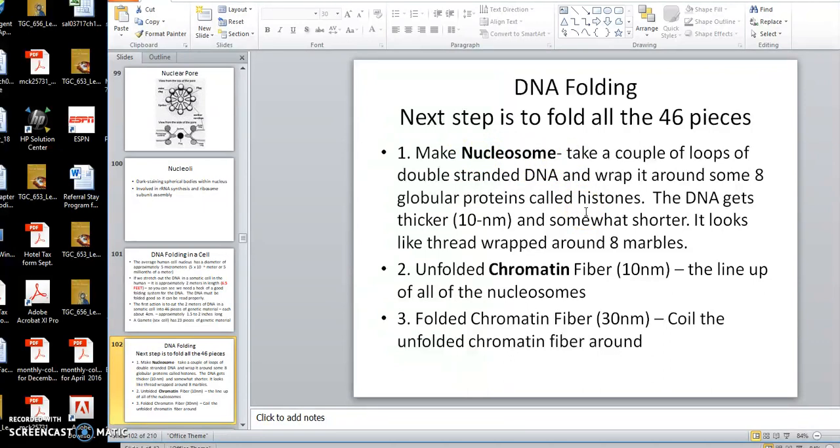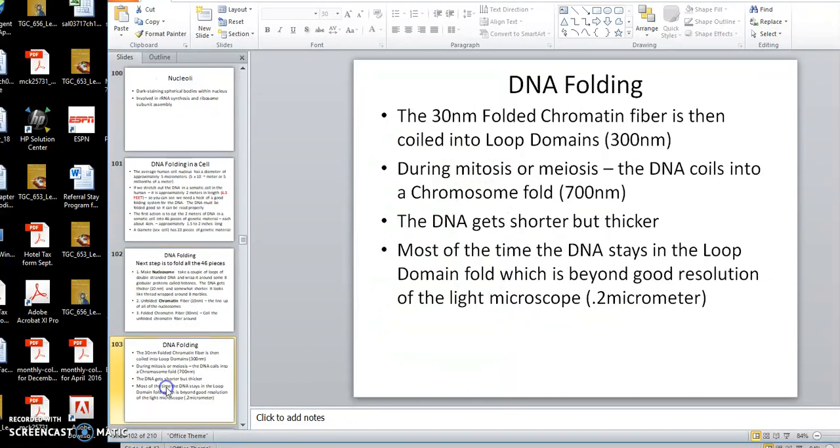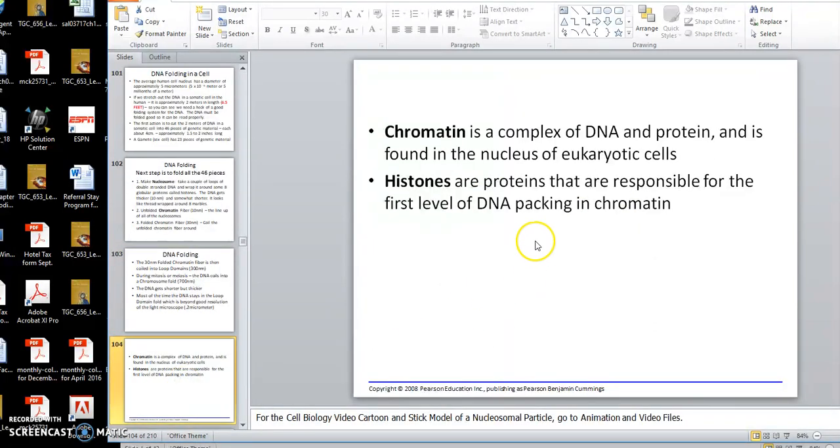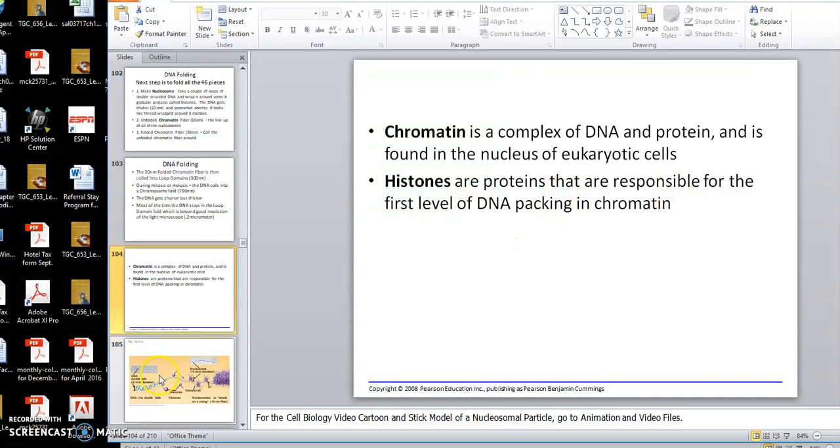Then you would take the nucleosome that you have and start lining it up. What you would do is take the nucleosome and kind of wrap it around your finger in a way, and that would form a chromatin. Then the chromatin fiber could be coiled up to make a loop domain. So I'll show you in a moment. Now the DNA gets shorter, but it gets thicker. Histones are responsible for that first level.